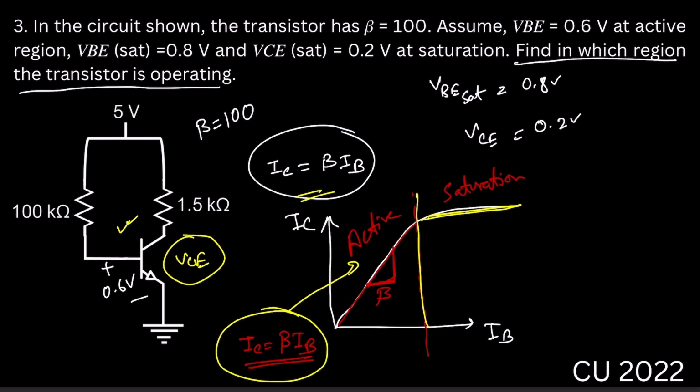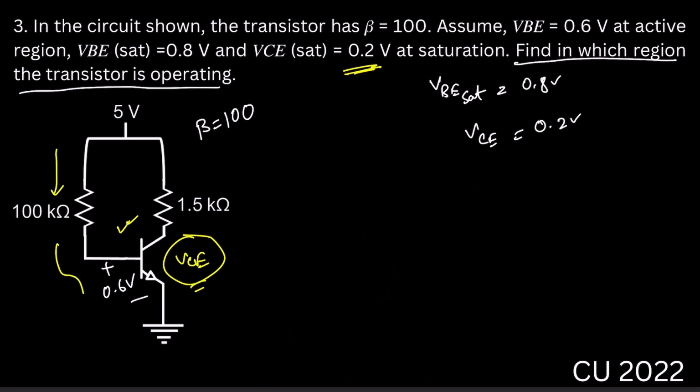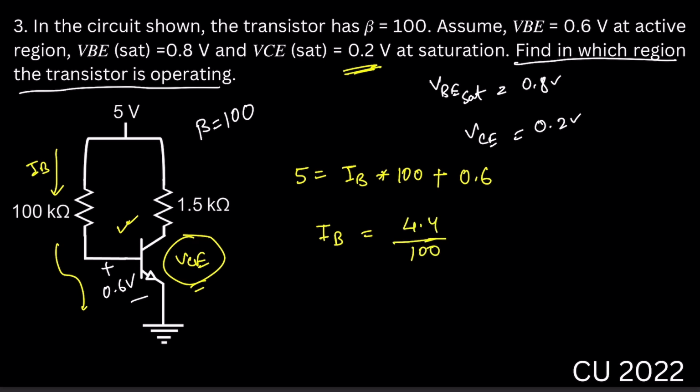If the value of VCE is less than 0.2 volt, that means the transistor is working in the saturation region. If the value of VCE is greater than 0.2 volt, then we can say the transistor is operating in the active region. So let's start. If we write down the KVL equation, we can write 5 equal to IB multiplied by 100K plus 0.6 volt. So from here, IB equals 4.4 divided by 100, which is 44 microampere.